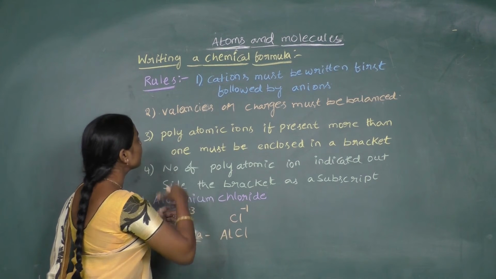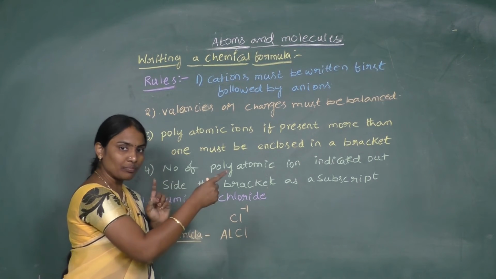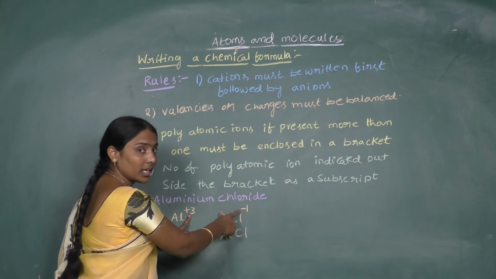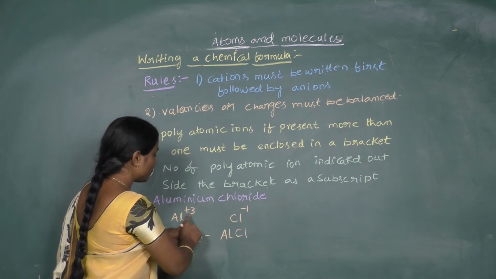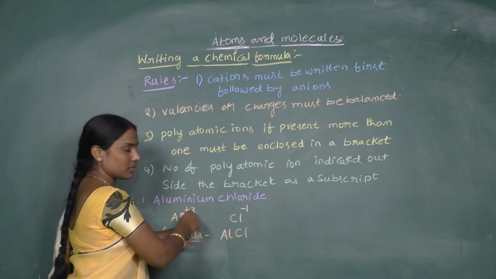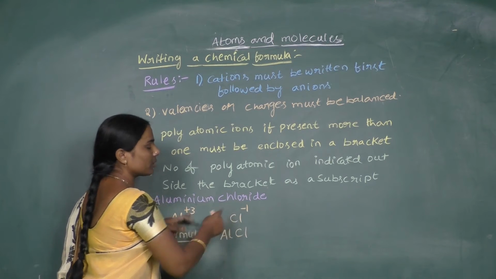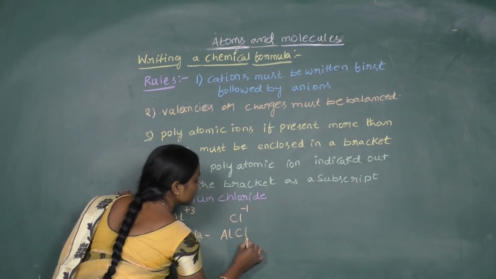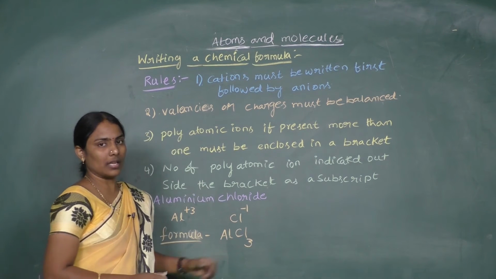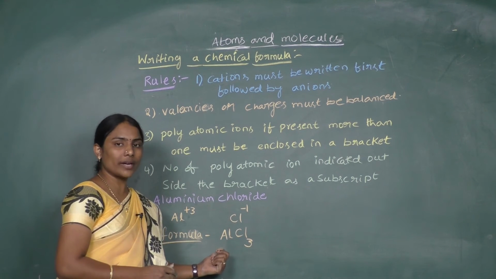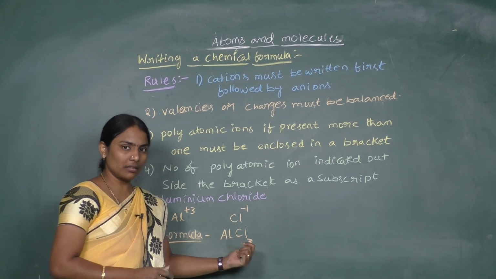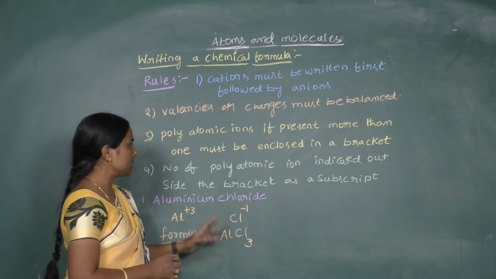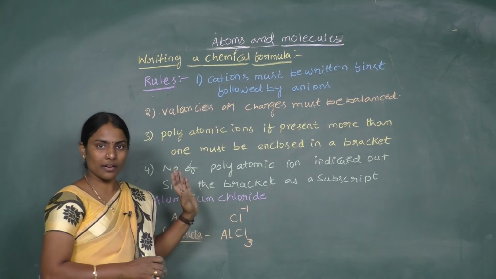But as per our rule, we need to balance the valencies or charges. Here it is +3 but we have only -1, so to balance +3 we need -3. How many such chlorine ions do we require? Three, hence I am taking 3 for the Cl. Hence the formula of aluminium chloride is AlCl3. In this we don't have any polyatomic ions, hence no need to use rules 3 or 4.